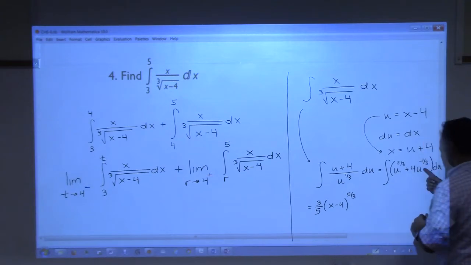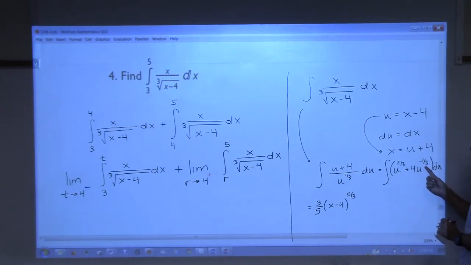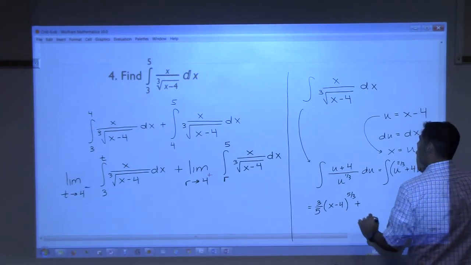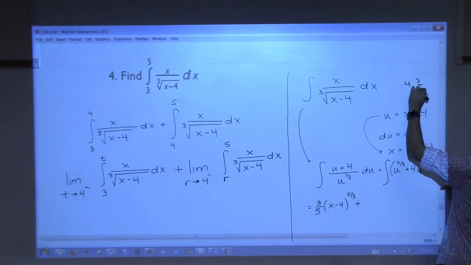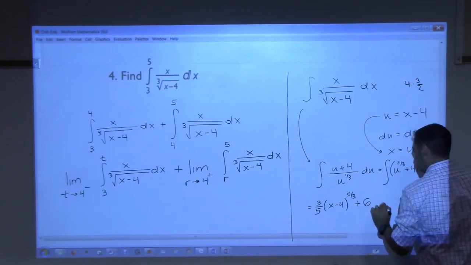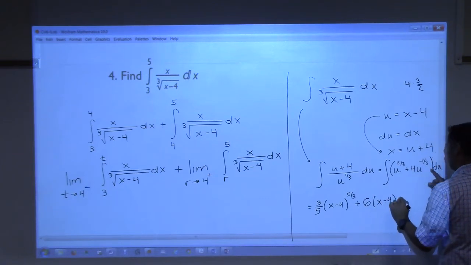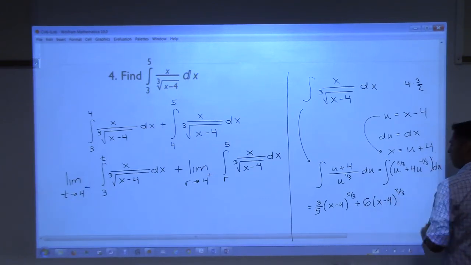And then what do we get here? When we add 1 to that, we get 2/3, but then we have to multiply by the reciprocal, so 3/2. So plus, what's 4 times 3/2? I can't do it. 6. 6 times x minus 4 to the 2/3. Plus c, but we don't need the c.